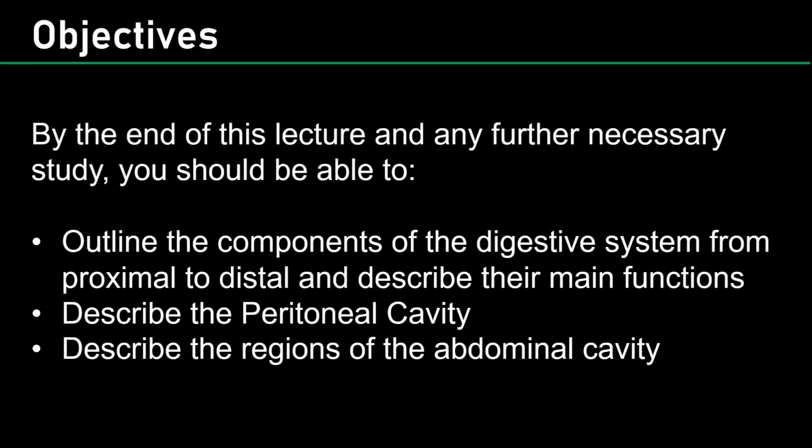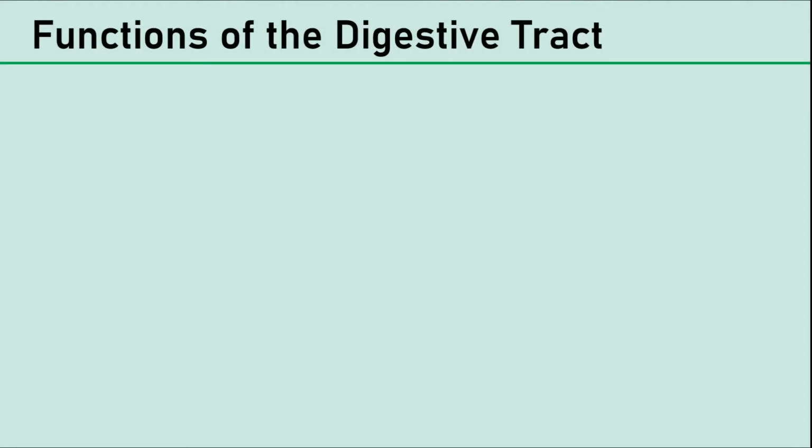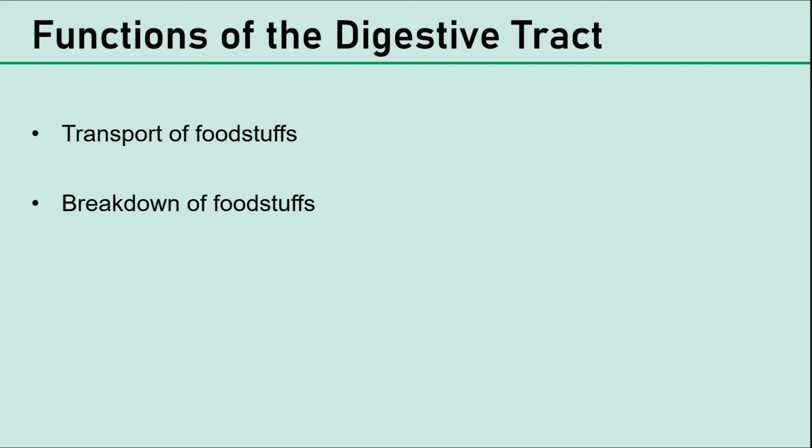So as we move on to our next slide, let's have a look at the functions of the digestive tract. The digestive tract assists in the transportation of foodstuffs, and it also assists in the breakdown of foodstuffs. So when we put food or water in our mouths, our body requires it to be broken down into transportable goods. And it does this by a variety of methods.